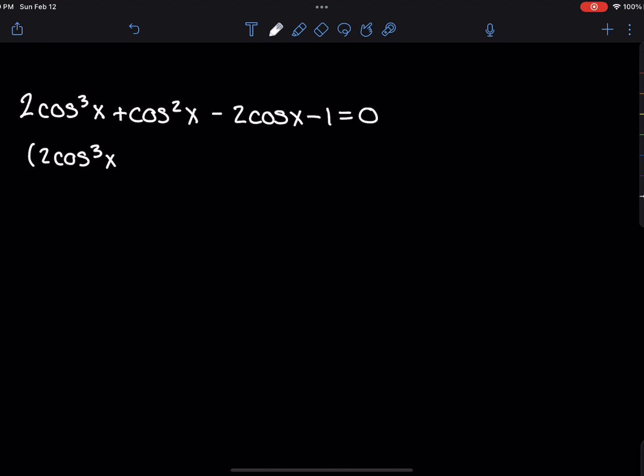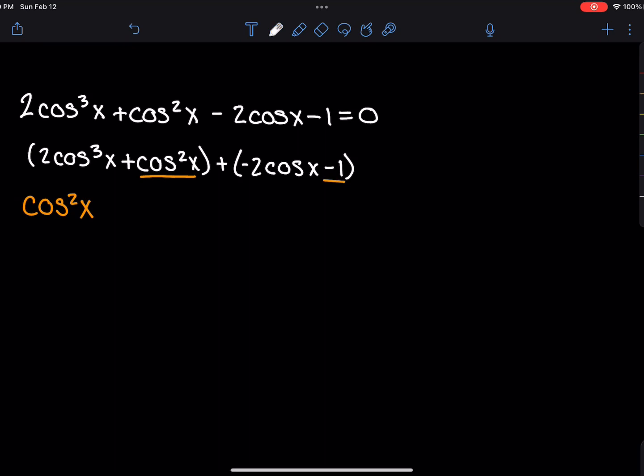So we're going to do 2 cosine cubed x plus cosine squared x plus negative 2 cosine x minus 1. And we would set that equal to 0, but just so it's easier to look at for now, we don't need to worry about that for the moment. And then we're going to try to find what we can pull out of the bite-sized pieces of the equation, and what we can pull out is the cosine squared x of the first chunk and a negative 1 out of the second chunk.